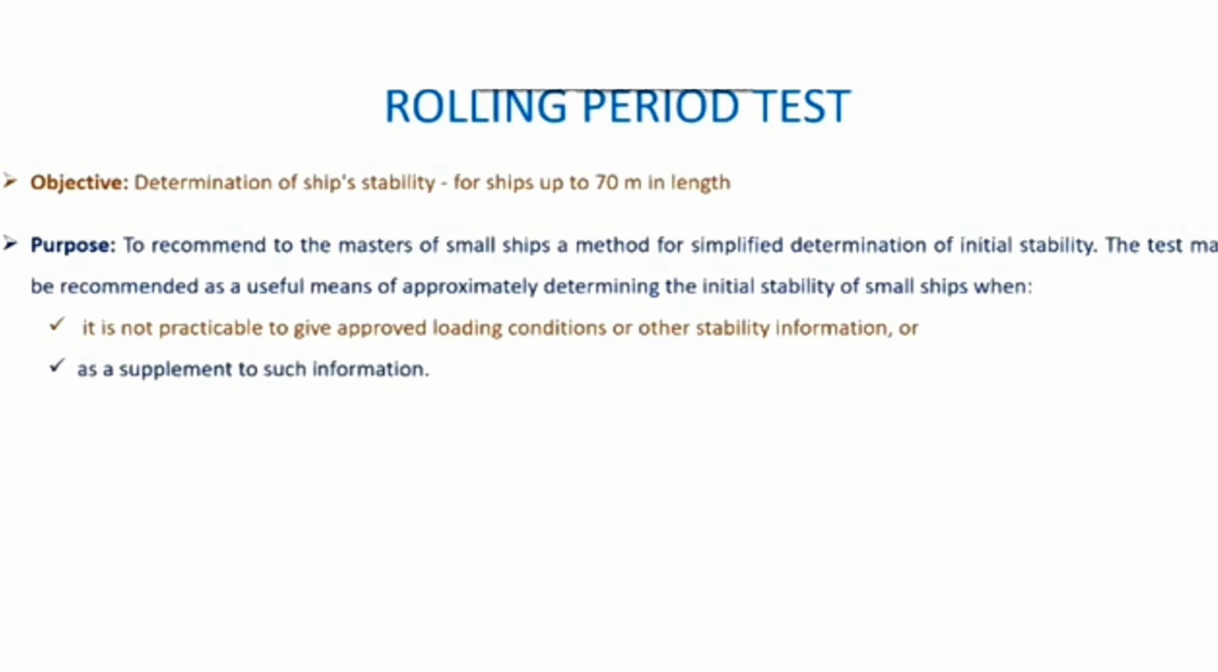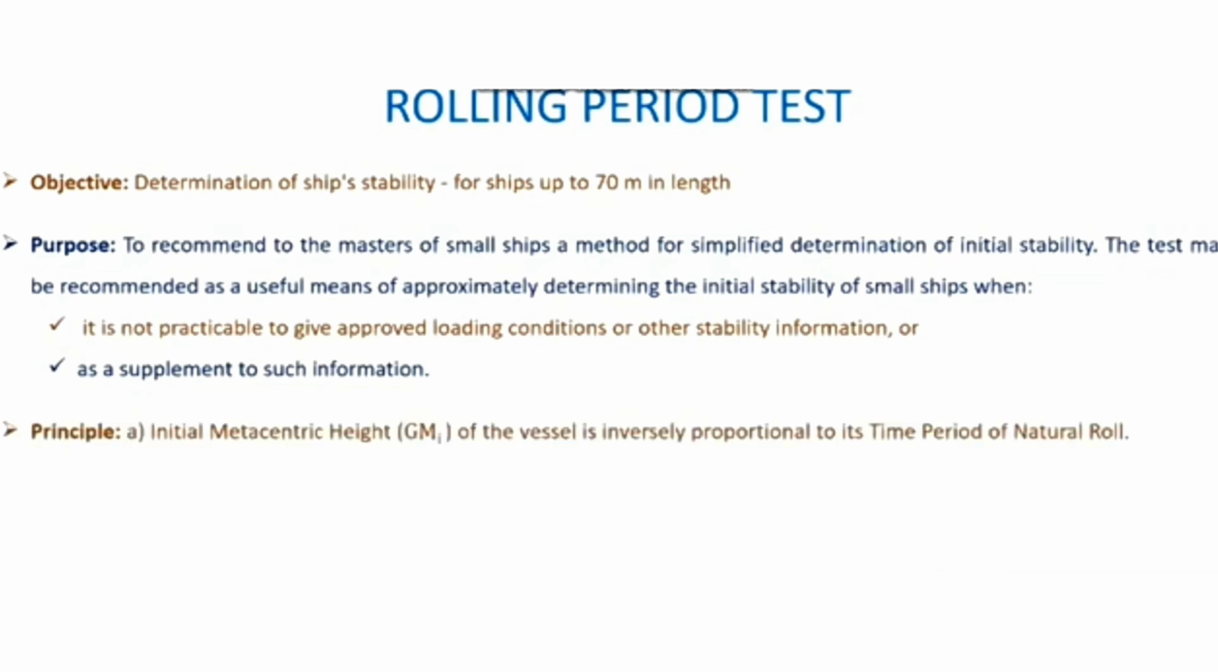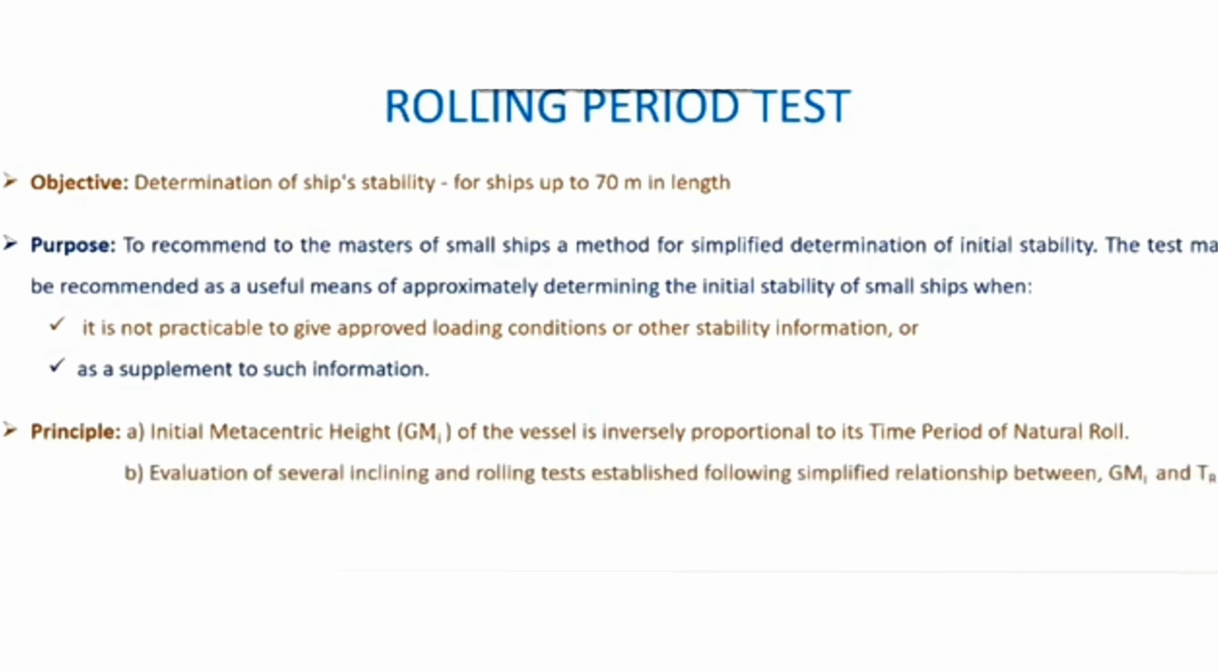You may have the loading manual and everything, the stability booklet, but this can be an additional thing for people to use as a supplementary check. What is the principle of this test? The initial metacentric height of a vessel is inversely proportional to the square root of the time period of natural roll. The square root of GM is inversely proportional to the natural period of roll, and that gives a relationship between GM and period of roll. Okay.